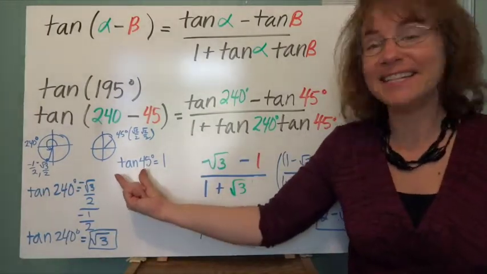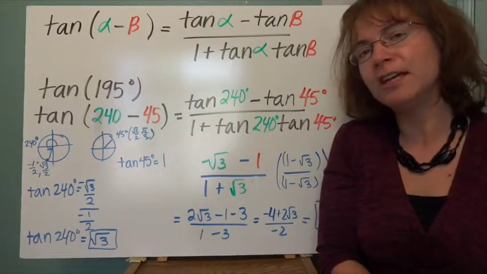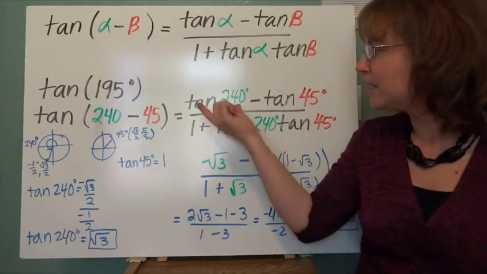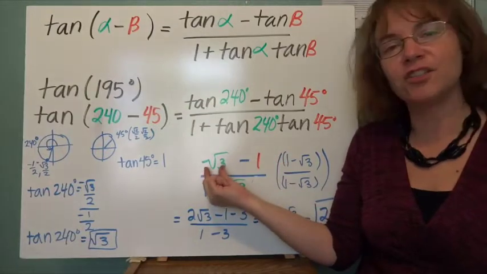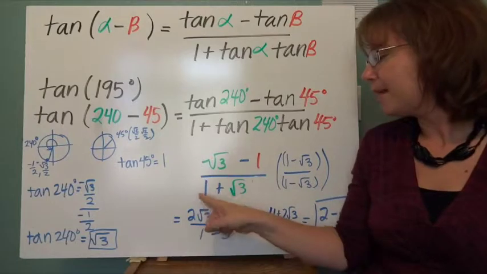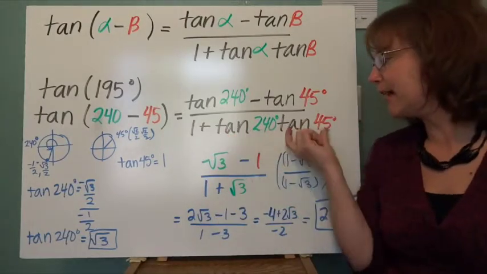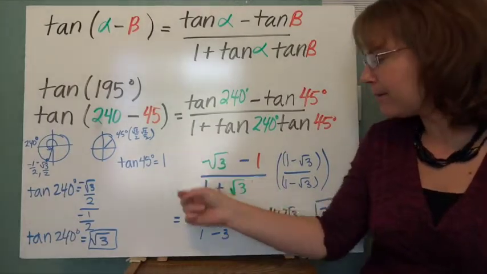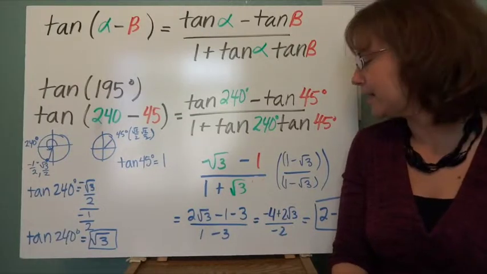Tangent of 45 is nice and easy because I have rad 2 over 2 over rad 2 over 2. Anything over itself is 1. Tangent of 45 is 1. So then I just substitute my values in. So tangent of 240 is just rad 3 minus 1, tangent of 45, all over 1 plus rad 3 times 1. Rad 3 times 1 is just rad 3. So we probably could just leave it like this unless we wanted to rationalize the denominator.